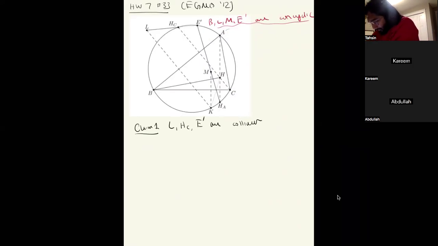And let's just remember, how did we get these points? The way we got these points was, you take H and you get HA, and then from K you get M and L, and then from HA and M you get E prime. Right. That's the idea.